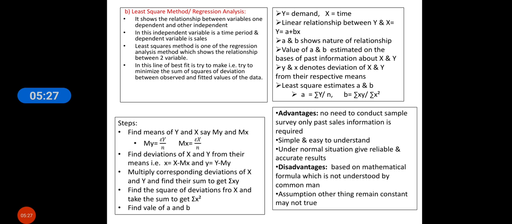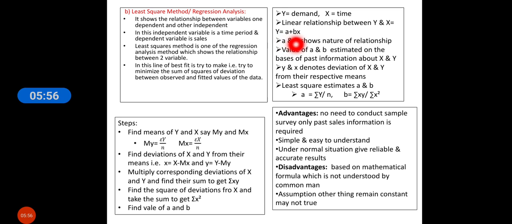नाउ सी द वेरिएबल हियर. y denotes demand and x denotes the time. The linear relationship between x and y is like this. This is the equation y, because y क्या है, डिमांड है. ठीक है, और डिमांड को आपने अभी क्या कहा, इट्स डिपेंडेंट और इंडिपेंडेंट. इट्स अ डिपेंडेंट, तो इट मीन्स y डिपेंड है हमारी x पे टाइम पीरियड में.